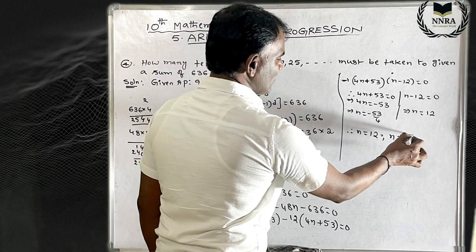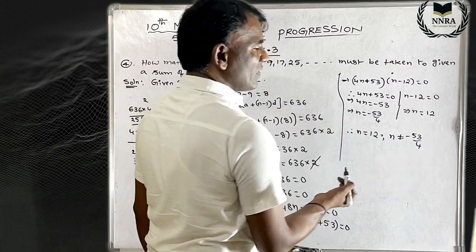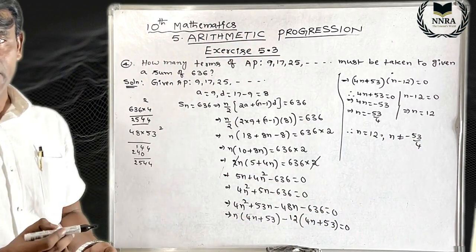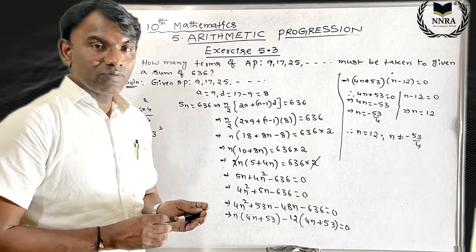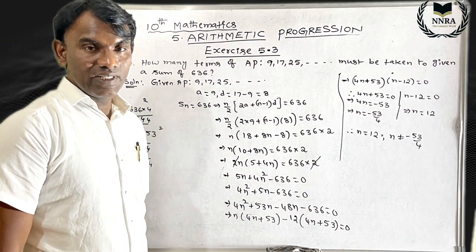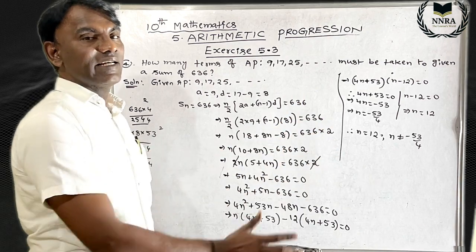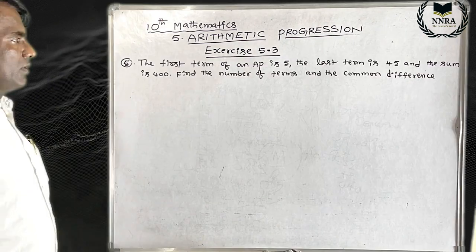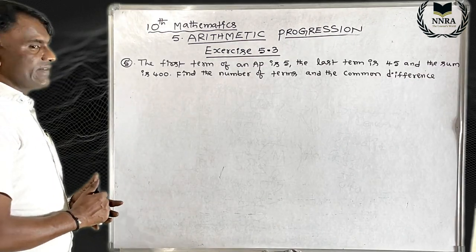n is not equal to minus 53 divided by 4. Why? Because it is a negative value. n is nothing but a quantity, and quantity is always positive, na? So we are neglecting that negative value, minus 53 by 4. Okay. Now this is the fifth question.